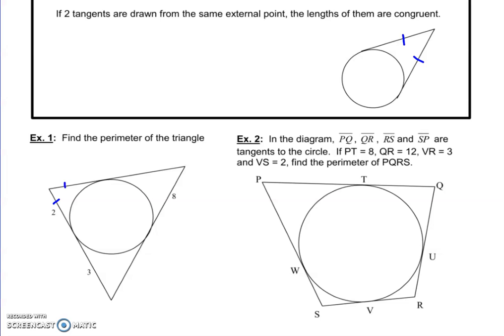So let's mark our figure. Those two pieces have to be the same. Those two pieces have to be the same. And then these two pieces have to be the same. And then once you understand that, it becomes real simple. Well, if that's 2, that's 2. If that's 8, then that's 8. And if that's 3, then that's 3.